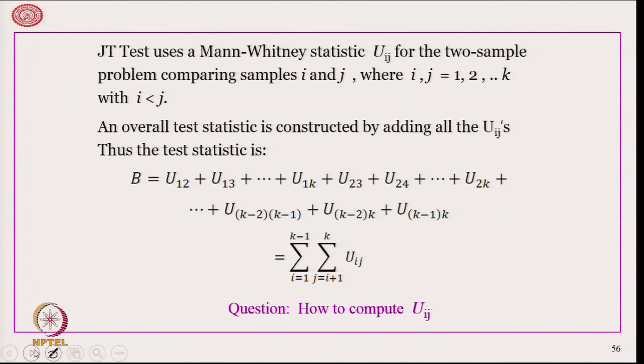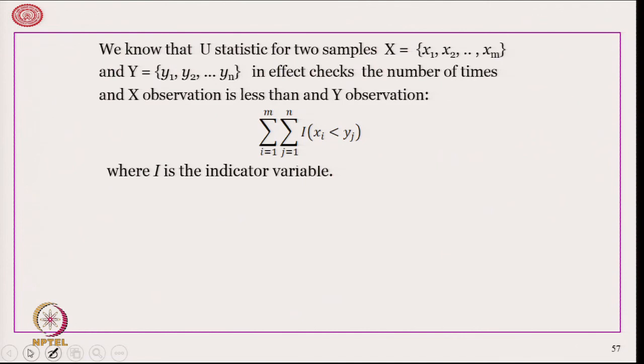The question is how to compute Uij. We know that the U statistic for two samples x and y in effect counts the number of times an x observation is less than a y observation. That is, the sum over i equal to 1 to n, j equal to 1 to n, of the indicator of x i less than y j. Therefore, we are looking at all pairs x i and y j and checking how many times x i is less than y j.